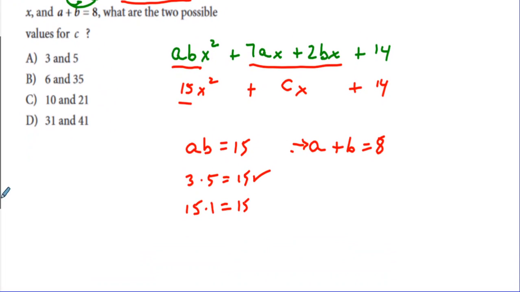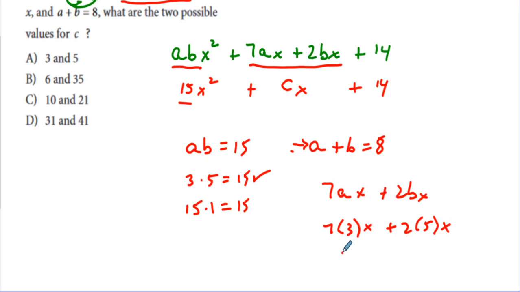So here's how I'm going to wrap this one up. Let's take our 7ax plus 2bx, which represents the c. I'm going to start off by plugging in a is 3 and b is 5. So if I do that, here's what I get: 7 times 3x plus 2 times 5x. Well, that's 21x plus 10x. That's 31x. So one possibility is that the c value, because it's cx, is 31. If you notice, there it is.